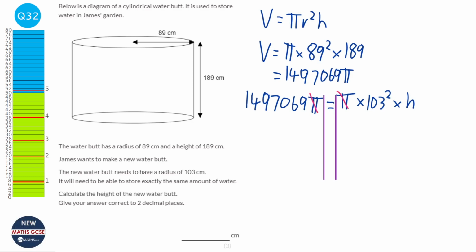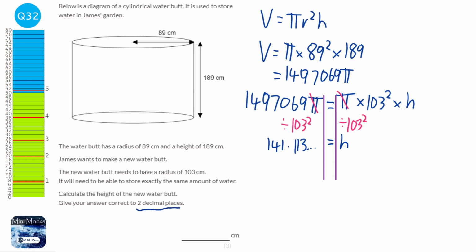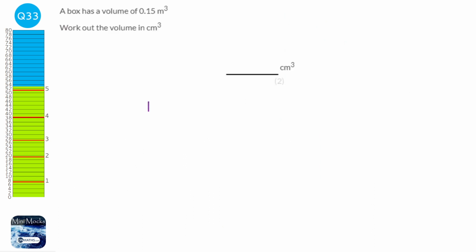And then we can get our solving lines in, and we can divide both sides by the 103 squared. And on the left hand side we get 141.113 blah blah blah, and on the right hand side we get h. So the height will be 141.113. It says it wants it to 2 decimal places, so that would be 141.11. To convert from meters to centimeters we times by 100.